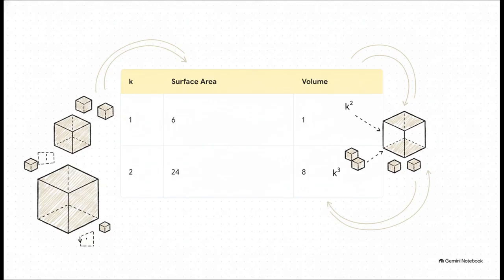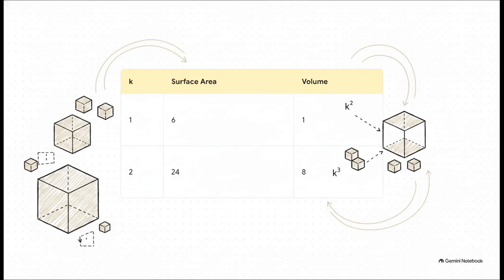The math here brilliantly illustrates the dimensional pattern. When our scale factor is 1, our surface area is 6, and our volume is 1. But when we apply that scale factor of 2, look at the surface area. It jumps from 6 all the way to 24. It didn't just double, it multiplied by 4. Why? Because 4 is 2 squared. And check out the volume. It goes from 1 to 8. Again, it didn't just double, it multiplied by 8. And 8 is exactly 2 cubed. You could literally fit 8 of those tiny original unit cubes inside this new larger box.